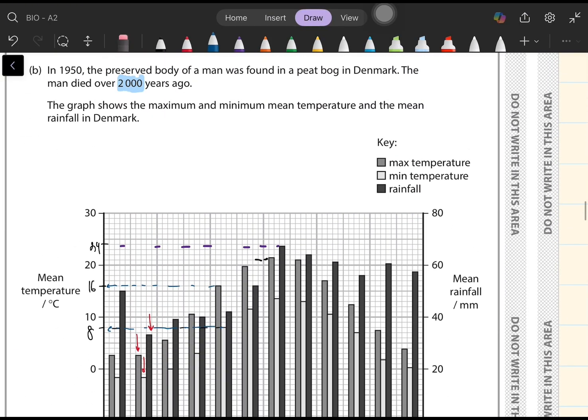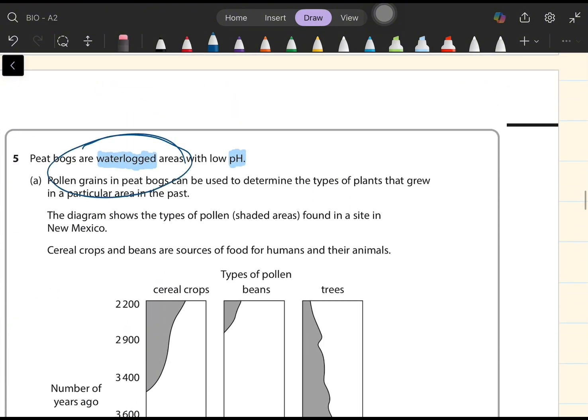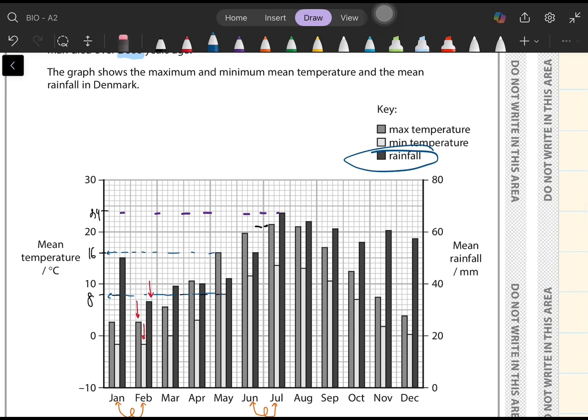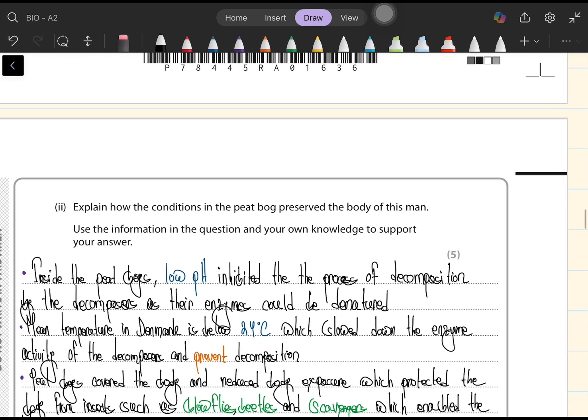And another thing is rainfall, right? So as you saw, peat bogs were waterlogged. Generally the amount of rainfall in Denmark was high as well, except for one month. Let me just see the month. Except for this February, right? So that meant that the peat bog was always filled with water and the conditions were anaerobic, right? So yeah, that prevents decomposition as well.